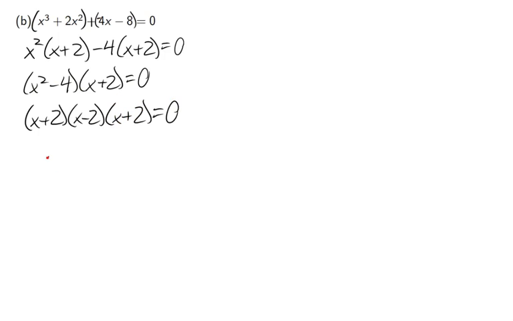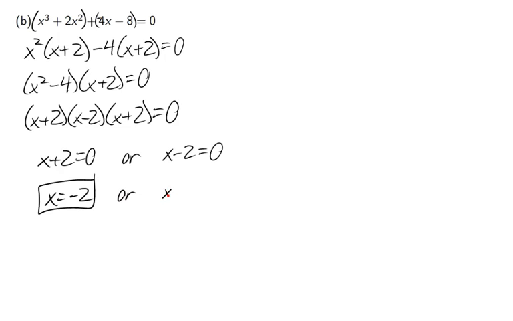I'll set each one equal to 0. And I'm not going to bother with the last one. There's no reason to write it twice. But there is multiplicity 2, which, like I said, is not something we have to worry about in this course. I get x equals negative 2, or x equals positive 2 as my two solutions.